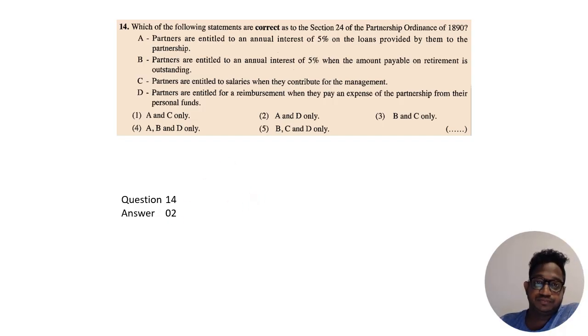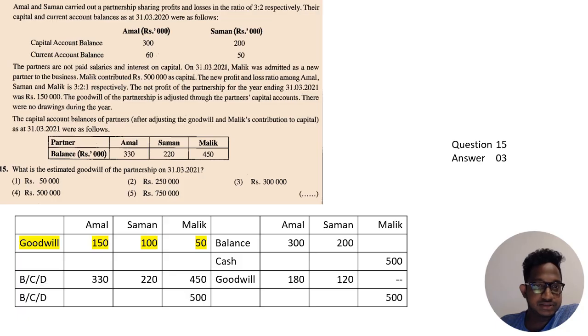Answer number 2. So the last question of this video gives information about the partnership, the capital account opening balances and closing balances. They are asking the goodwill of the partnership as on 31st March 2021. So this is the capital account I mentioned here. Opening balance of Amal and Samal 300, 200. And when Malik joined the partnership, he brought 500 as cash. So the capital account should be credited to Malik 500, and the balances as at closing date are given.